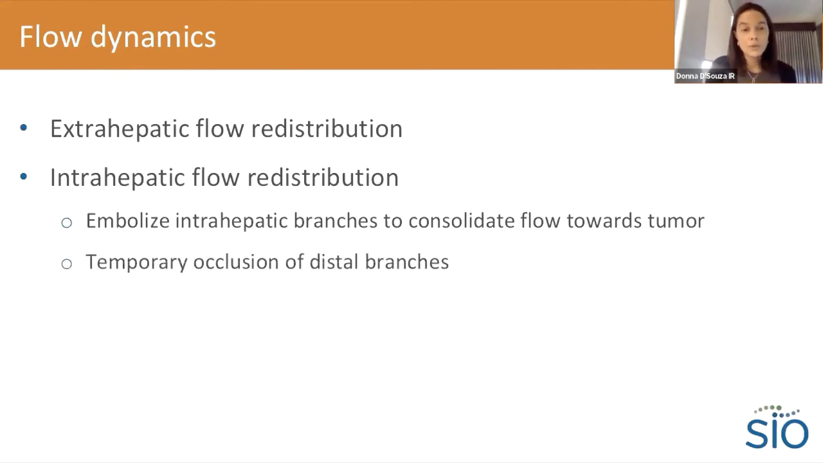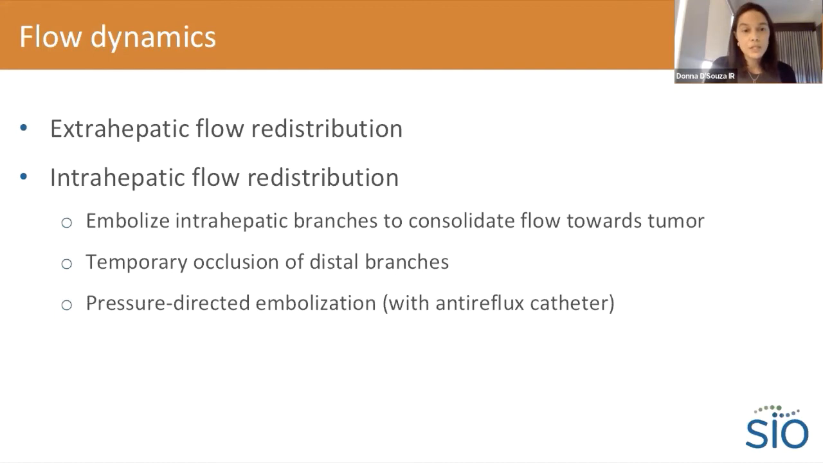Then you can use a temporary occlusion device to occlude distal branches and non-tumoral branches to direct flow towards the tumor, which I'll talk about in a bit more detail. And then there's pressure-directed embolization with an anti-reflux catheter that's been briefly touched on in Shui's talk as well. So I think the second two are worth talking about. The first one, I think there is literature on it, but personally, most of us probably wouldn't recommend permanently blocking an intrahepatic artery.